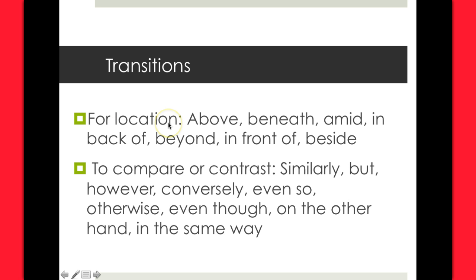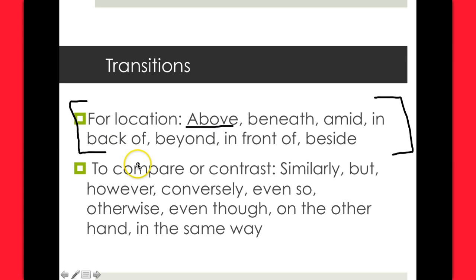And here are some words that you can use for transitions. If you're doing a location one, so if you're describing a person or a room, you could use above. Say you're talking about something to do with the bed, and then you say above the bed, blah blah blah, or beneath, or amid, or in back of, beyond, in front of, beside. And so you're moving from one idea to the next, and that's always good for location.